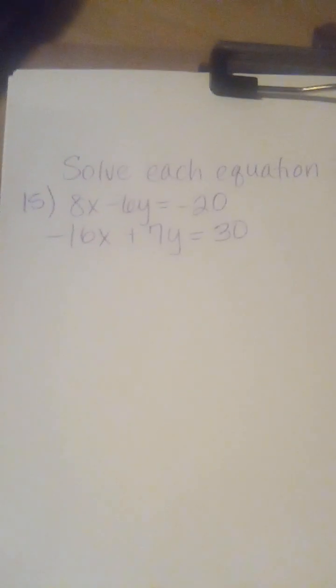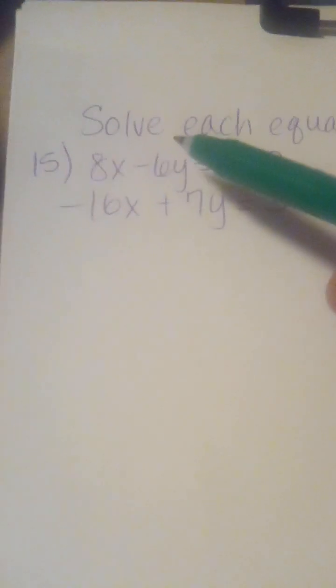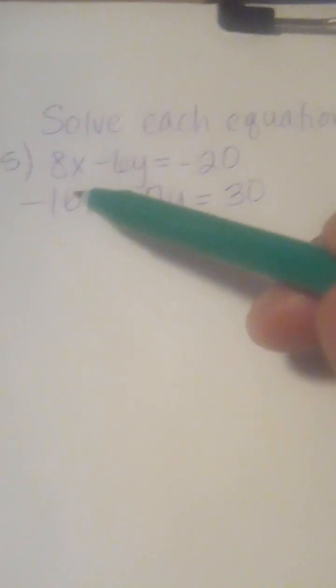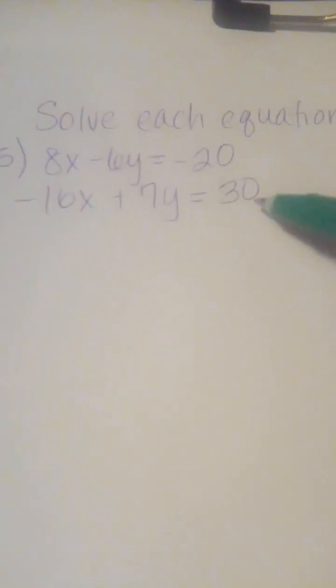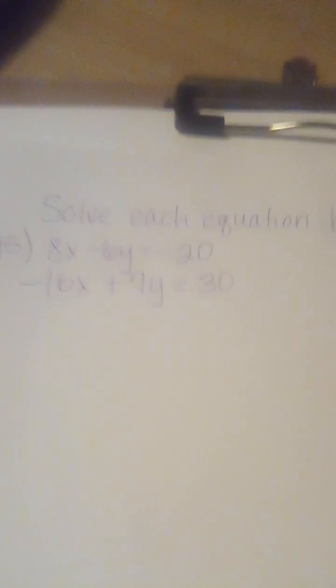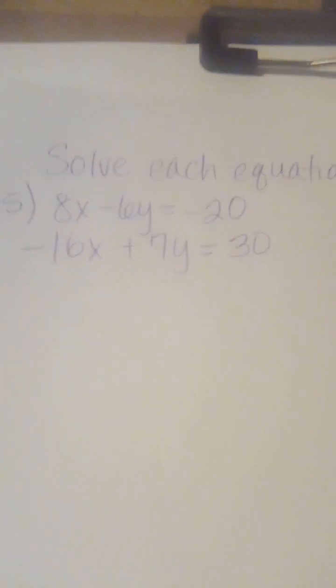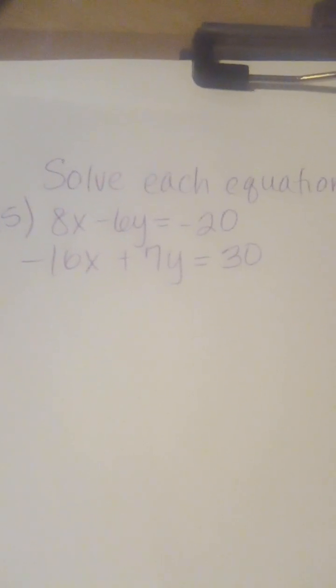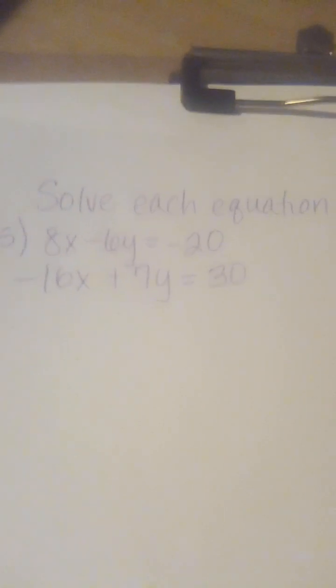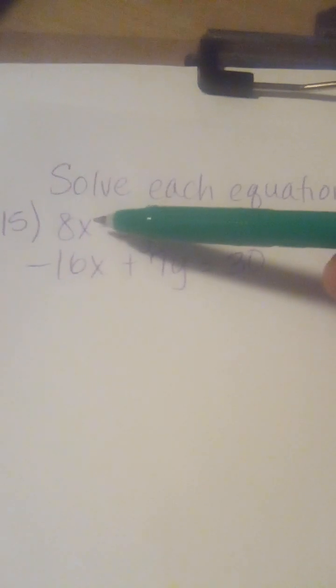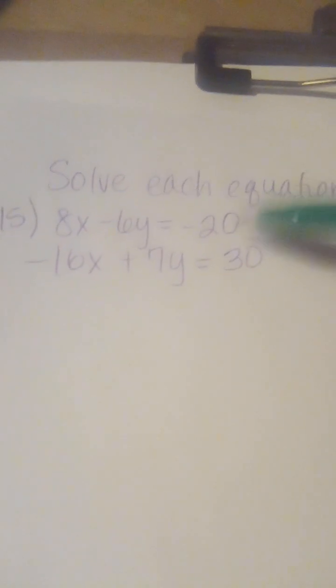Let's go on here to the first problem. On 15 on the elimination: 8x minus 6y equals negative 20, negative 16x plus 7y equals 30. Okay. Would you prefer to get rid of the x's or the y's based on what you see on the screen? I believe we could do the x's. So we have negative 16x. We have to multiply the top row by a positive 2.